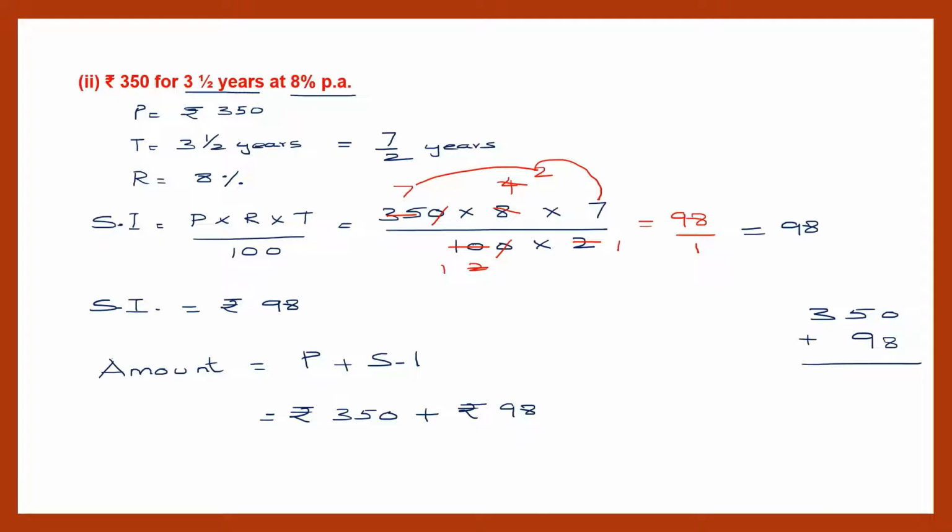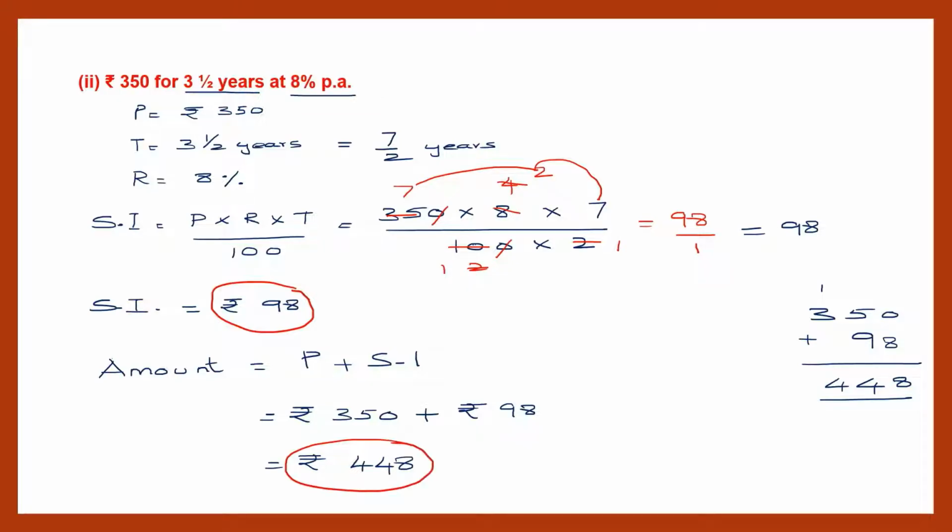So let's add this up. This is 8. 5 plus 9 is 14. Carry 1. 3 plus 1 is 4. So this is 448 rupees. So we have found the simple interest, and that is 98 rupees, and we have found the amount. The amount is 448 rupees.